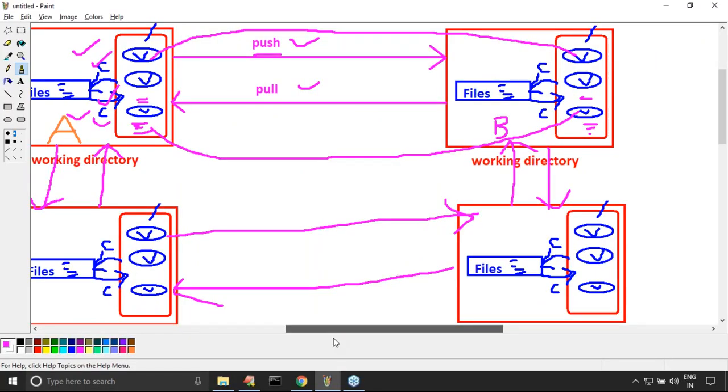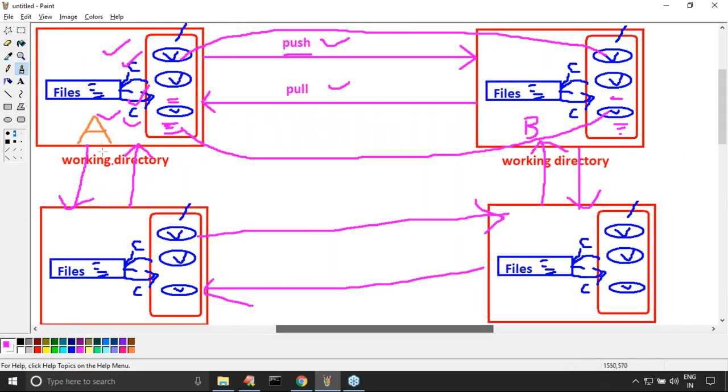Why are push and pull very rare? Yes, Nirmal, because every time we are not going to change and share with the peer developers. Once our total work is completed, only then are we going to share. Remember this.